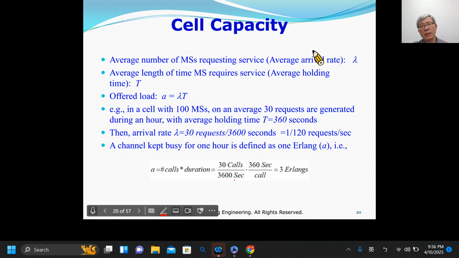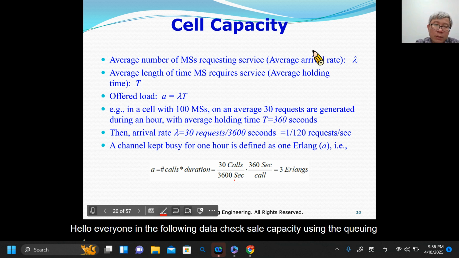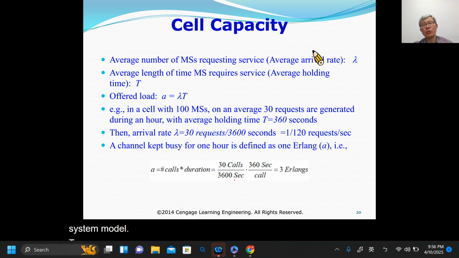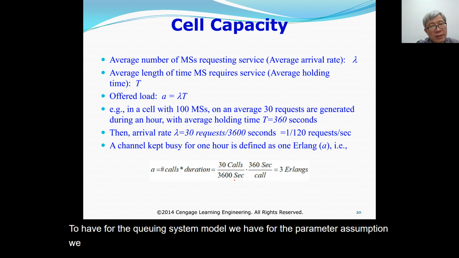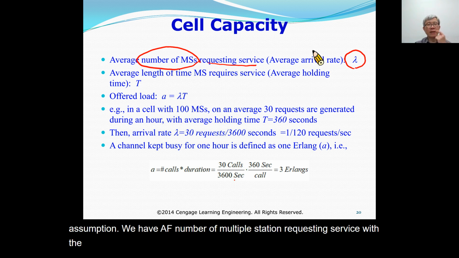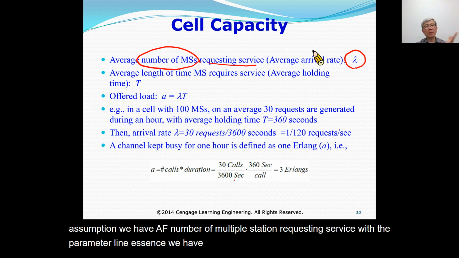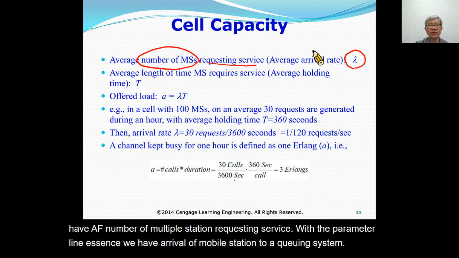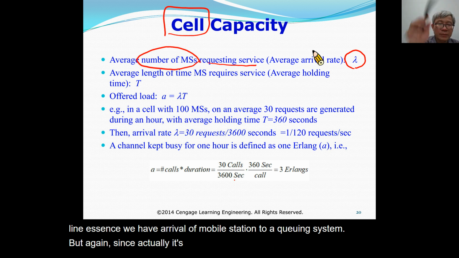Hello everyone. In the following, let us check cell capacity using the queuing system model. To have the queuing system model, we have the parameter assumption. We have F number of multiple stations requesting service with parameter lambda. So that says we have arrival of mobile stations to a queuing system. But the queuing system actually is a cell. A cell to be modeled by a queuing system.